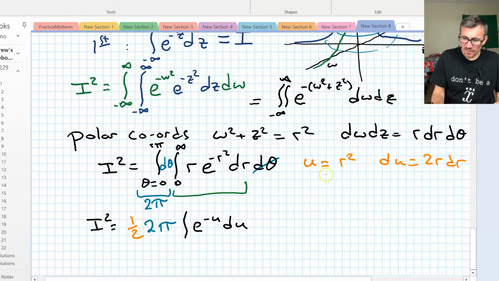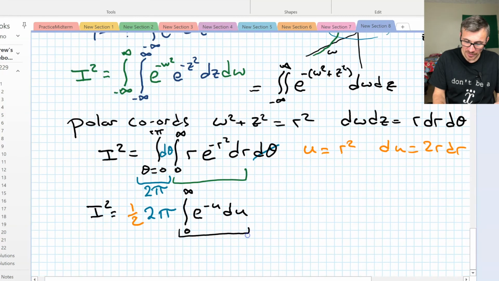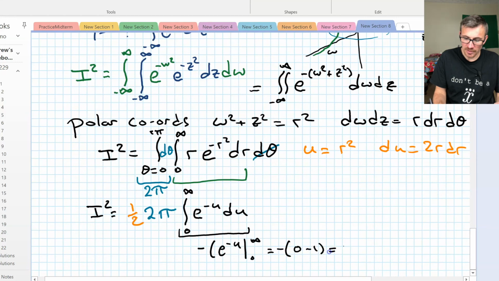So if r is equal to 0, u is equal to 0. If r is equal to infinity, u is equal to infinity. So it's going to look like this. And this integral is not actually so bad. This integral right here is just minus e to the minus u evaluated from 0 to infinity. And that's going to give us minus 0 minus 1. That whole thing is just equal to 1. Beautiful. So this whole thing is just equal to 1, and therefore my integral is equal to pi.